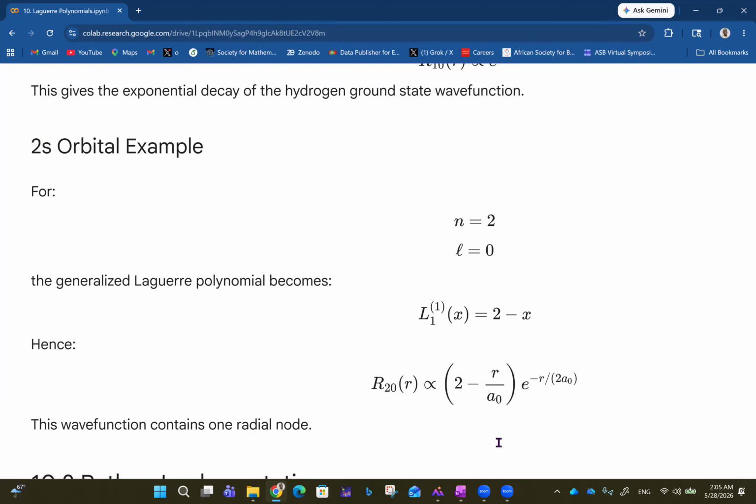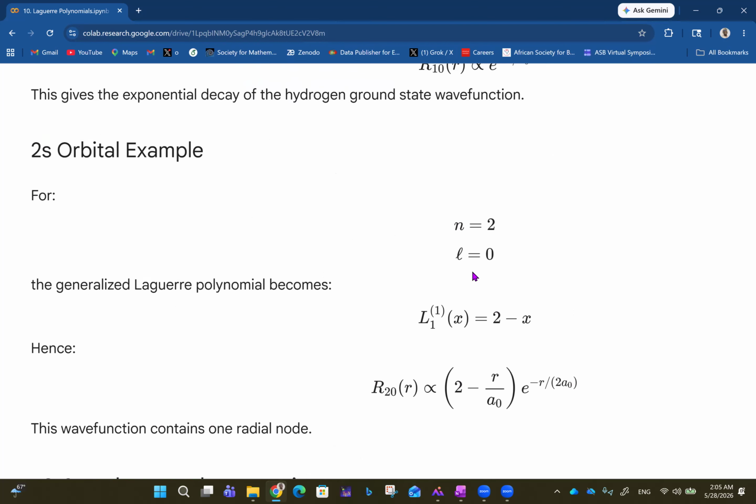Then you have the orbital example. For n is 2, l is 0. The generalized Laguerre polynomial becomes L sub 1 of x equals 2 minus x. Hence, R sub 20 of r is directly proportional to 2 minus r over a naught, times e raised to minus r over 2 a naught. So this wave function contains one radial node.